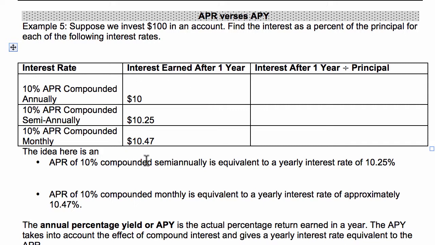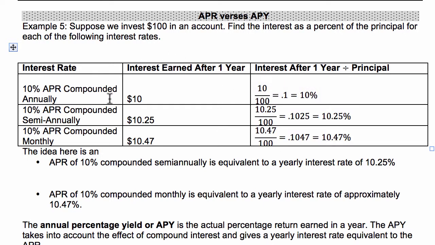To find the interest as a percent of the principal for each of the following, we will take the interest earned after 1 year and divide it by the principal. We could then change the decimal into a percent to find the actual percentage return earned in a year. Here's our result.